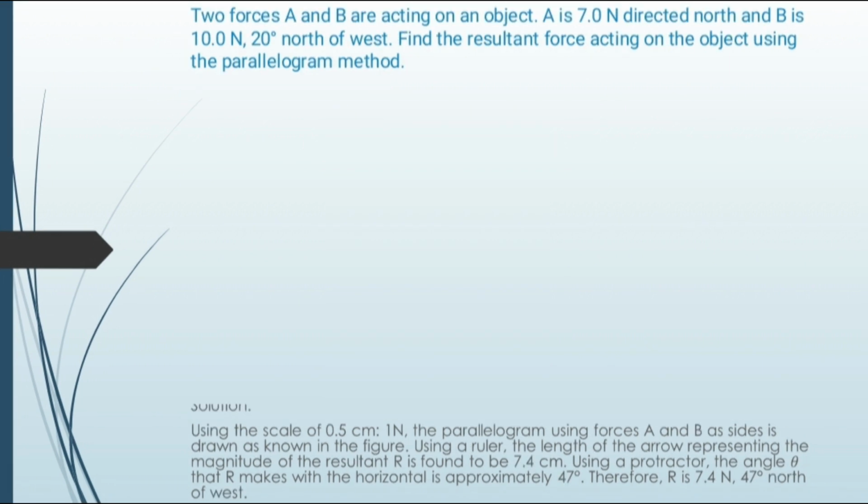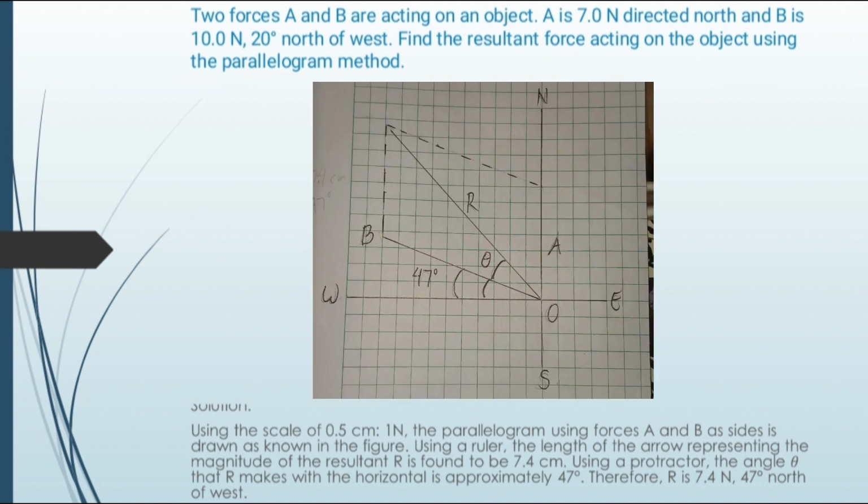Two forces A and B are acting on an object. A is 7.0 Newton, directed north, and B is 10.0 Newton, 20 degrees north of west. Find the resultant force acting on an object using the parallelogram method. Solution. Using the scale of 0.5 cm is equal to 1 Newton again, the parallelogram using forces A and B as sides is drawn as shown in the figure.